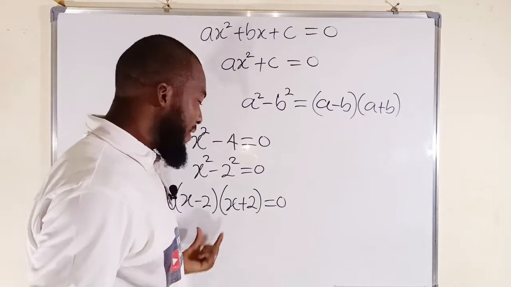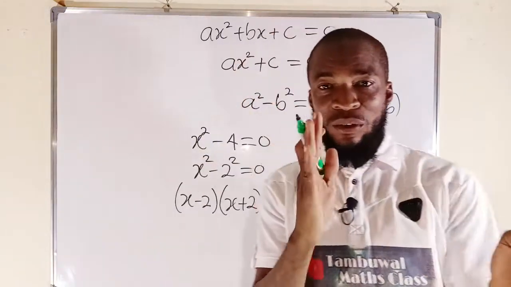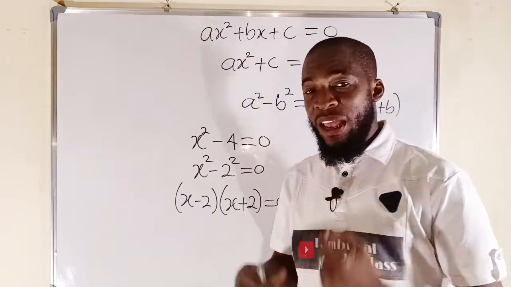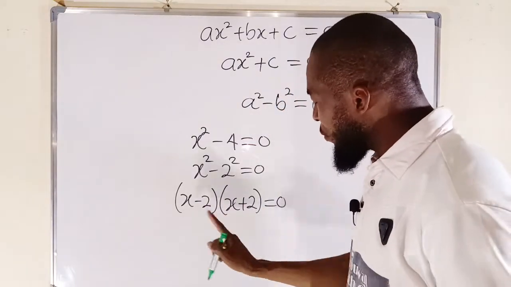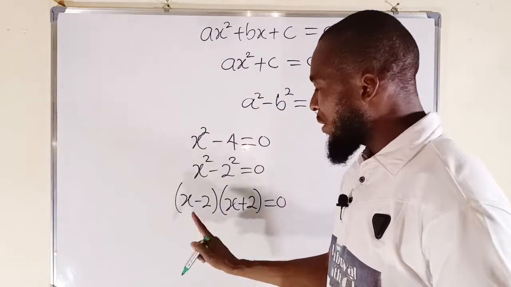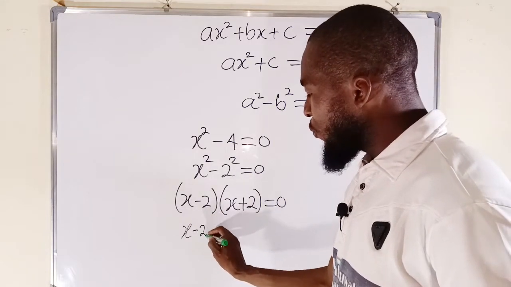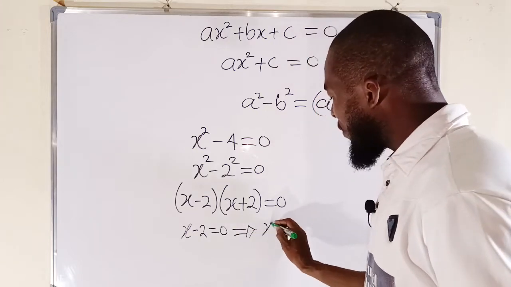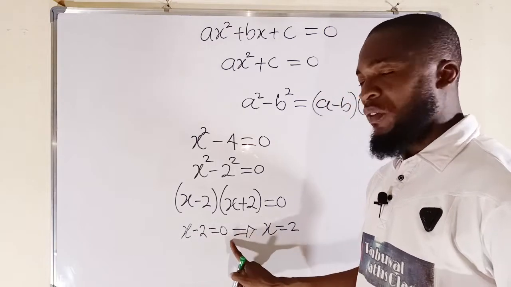so that we can set each factor from here to be equal to 0. Since we have two factors multiplying each other and the result is 0, it implies that either of the factors will be equal to 0, right? So we're going to set each of these factors to be equal to 0. Setting this one, x minus 2 equal to 0, it implies that what? X must be equal to 2 for this statement to be true, because 2 minus 2 is 0.